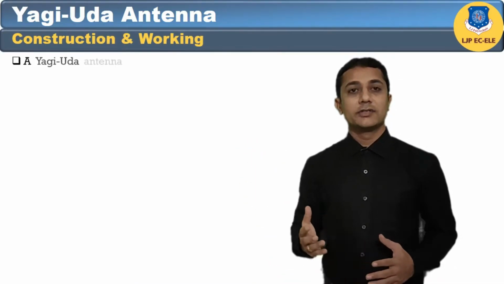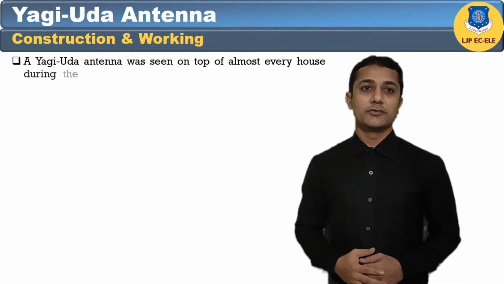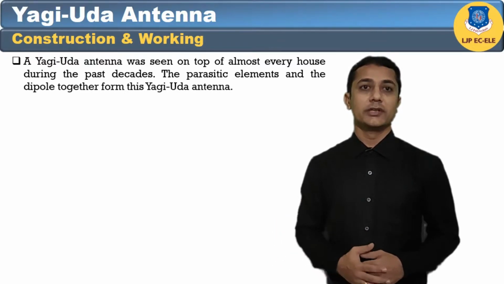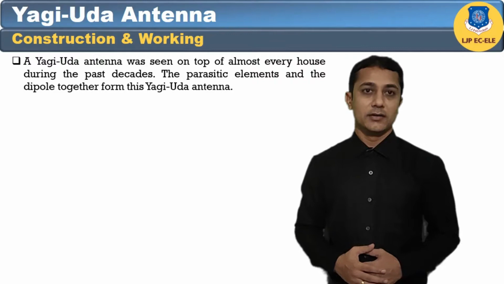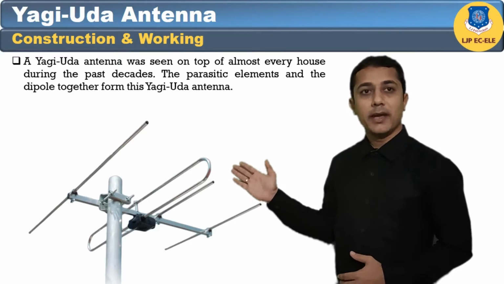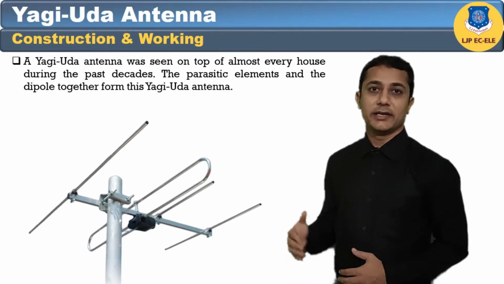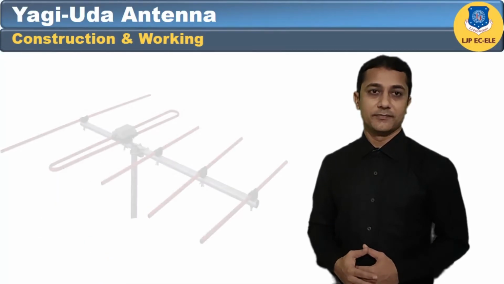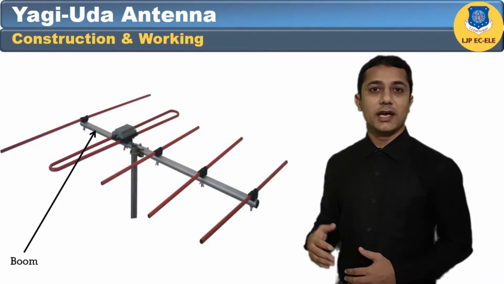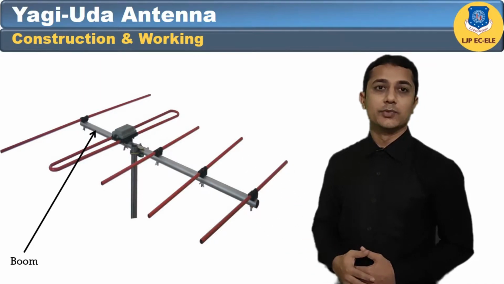The Yagi-Uda antenna was seen on top of almost every house during the past decade. The parasitic element and the dipole together form this Yagi-Uda antenna. Here the figure shows the Yagi-Uda antenna. It is seen that there are many directors placed to increase the directivity of the antenna. The feeder is the folded dipole. The reflector is the lengthy element which is at the end of the structure. The center rod-like structure on which the elements are mounted is called the boom.